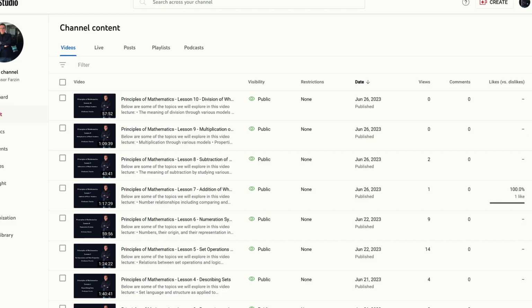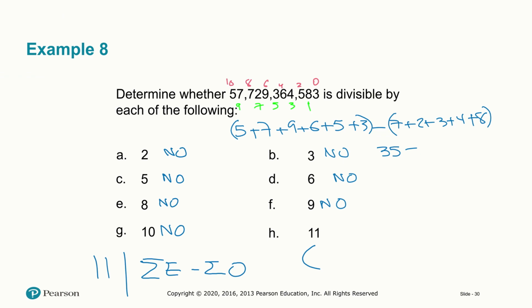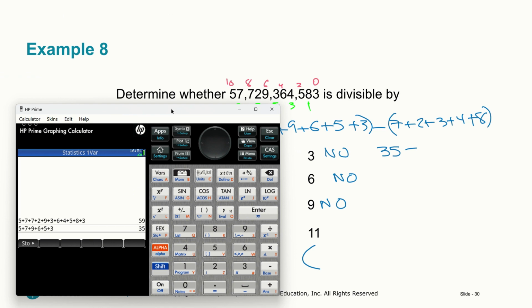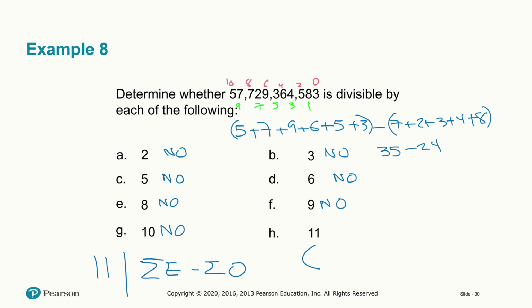Now we want 7 plus, we're handling this sum now, right? So plus 2 plus 3 plus 4 plus 8. And that ends up being 24. Now 35 minus 24, oh, look at that. Isn't that nice? 11.